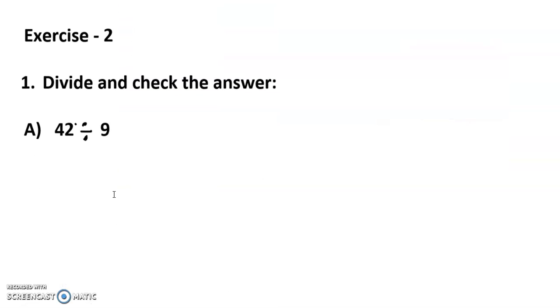So exercise 2, divide and check the answer. So we are going to divide and then check the answer. So 42 divided by 9. 42 is the dividend, 9 is the divisor. So shall we check in the 9 table?